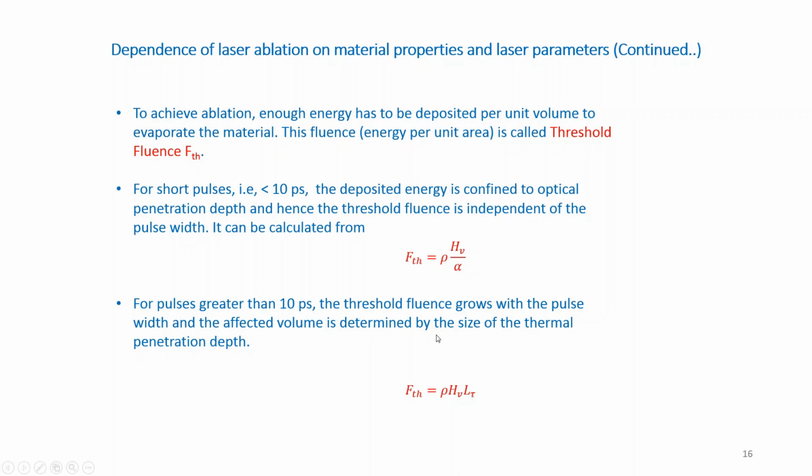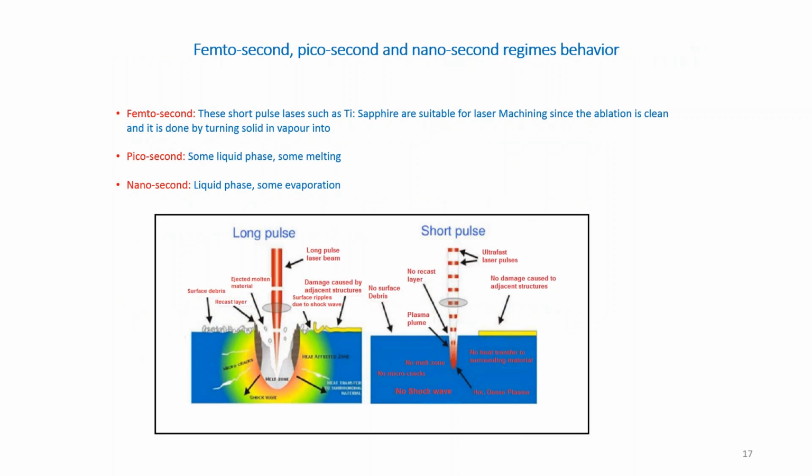However, for pulses greater than 10 picoseconds, the threshold fluence grows with the pulse width, and the affected volume is determined by the size of the thermal penetration depth. So in this case, there is a dependence on the pulse width, and this is something to be considered. So here is a comparison between the effect of short pulses and long pulses.